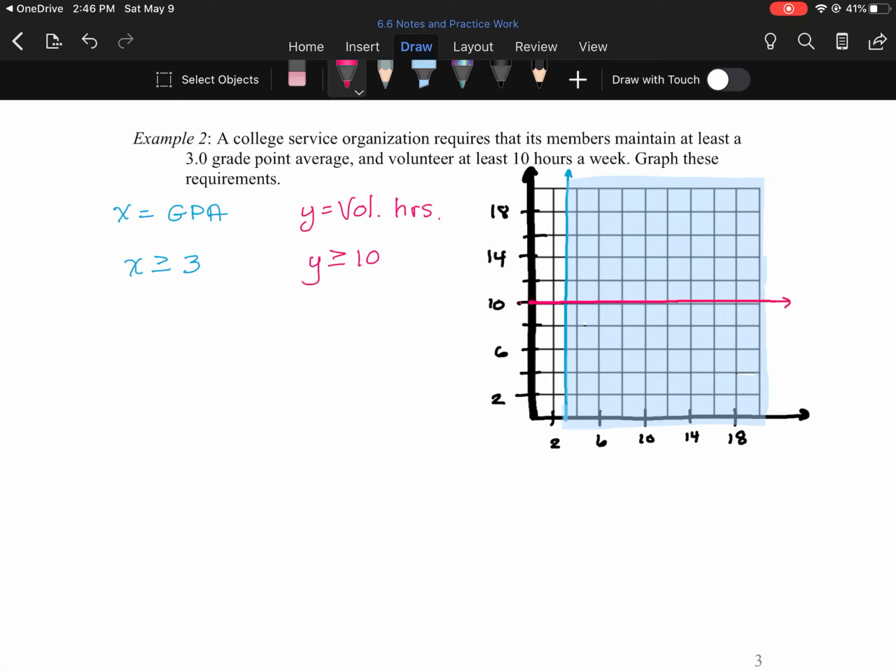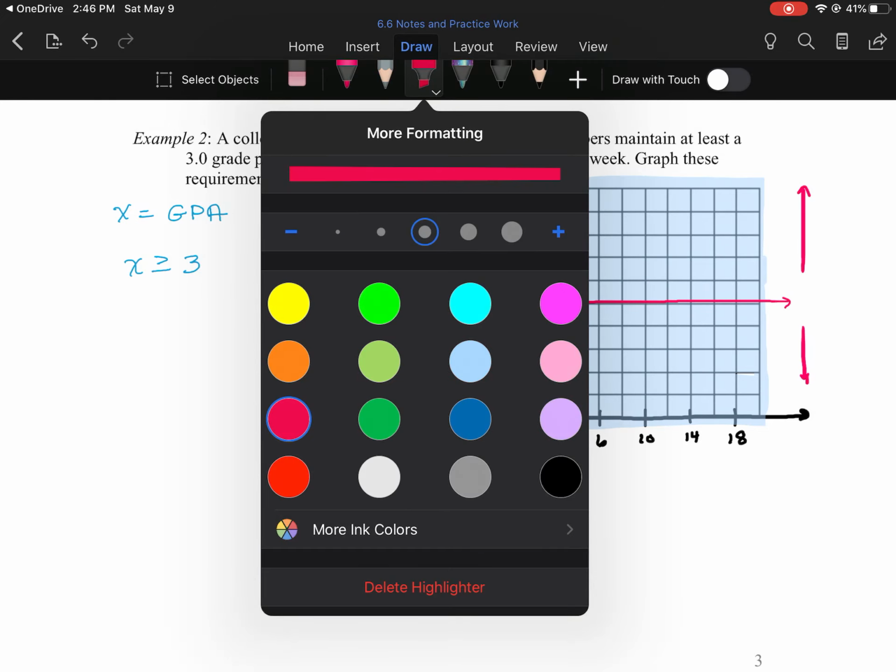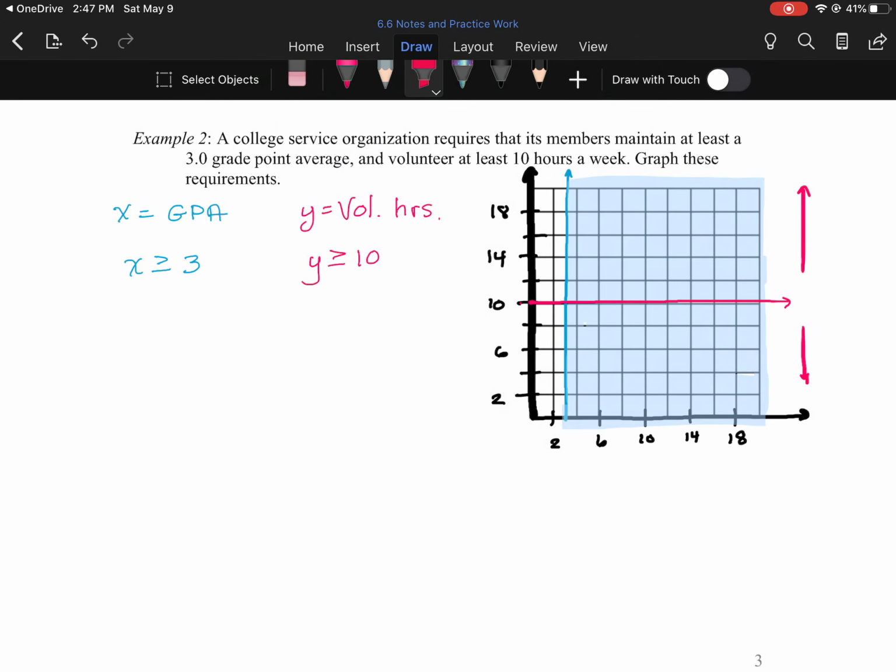And now where are the Y values bigger than 10? Are they bigger below that line or are they bigger above that line? Well, they are all bigger above that line. So now I'm going to shade everything above that pink line.